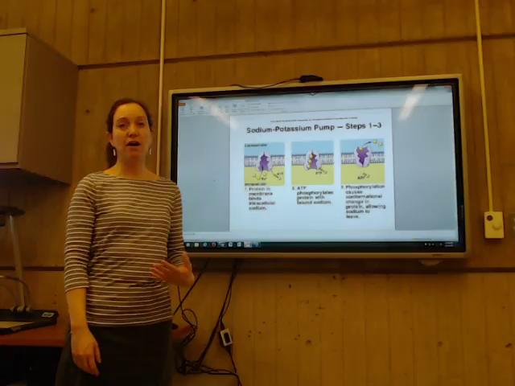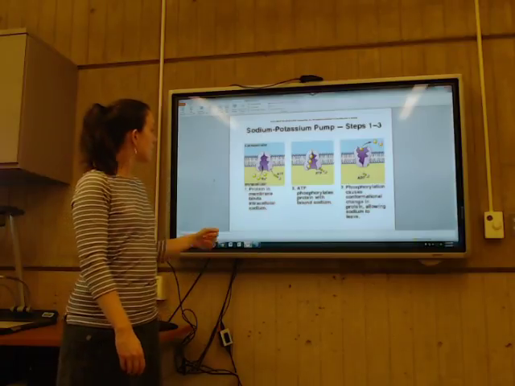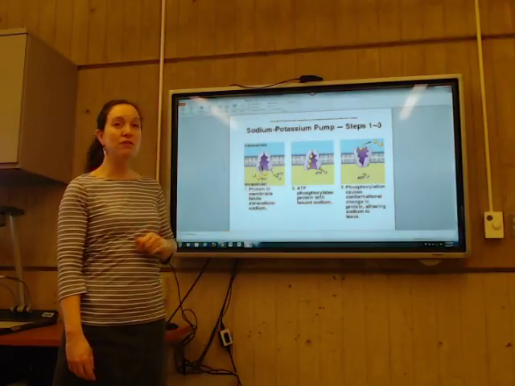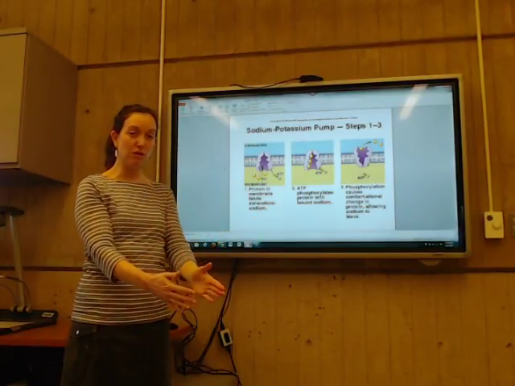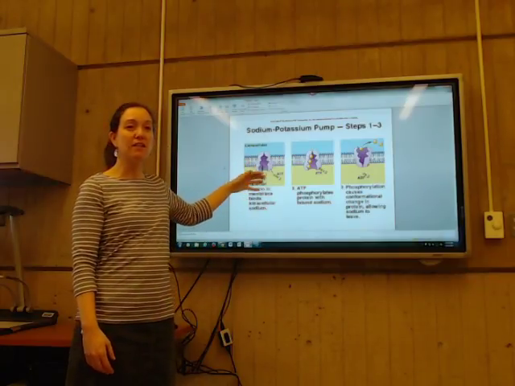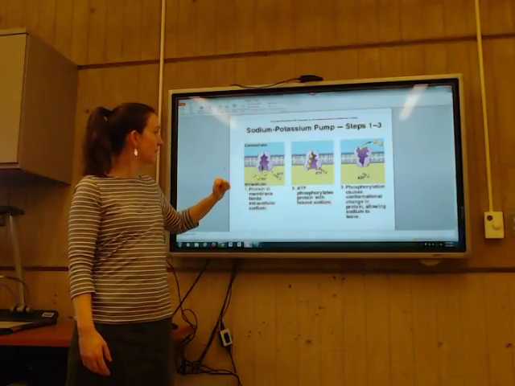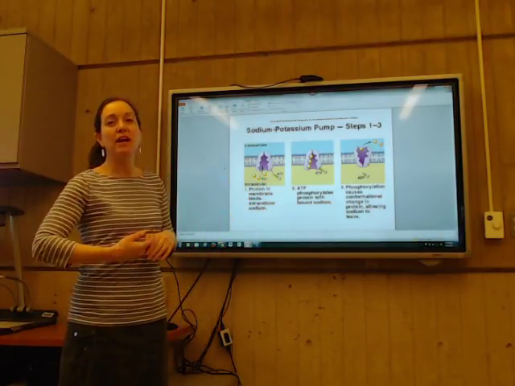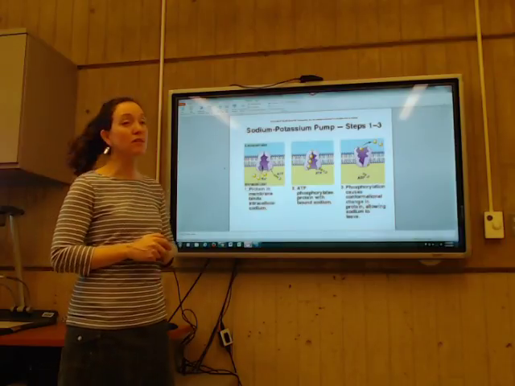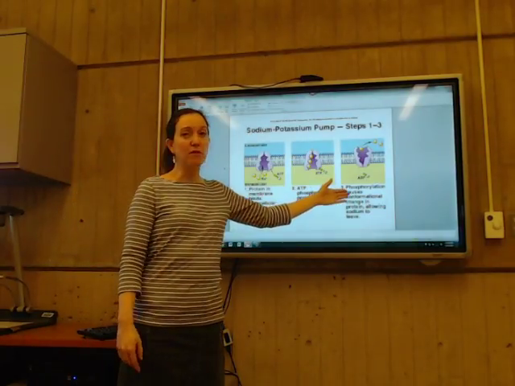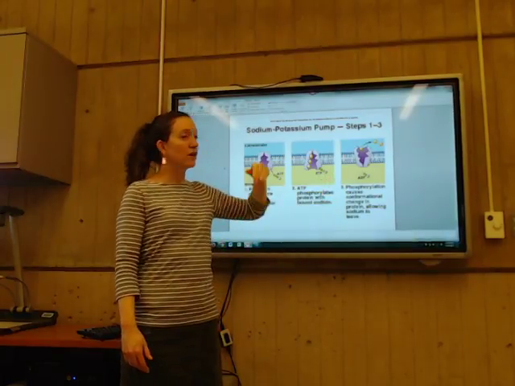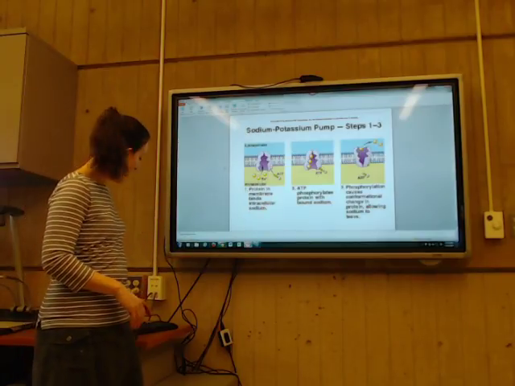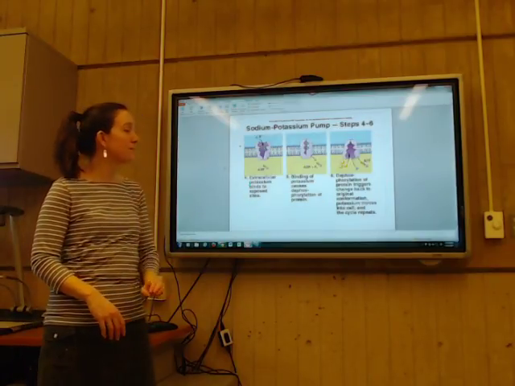And there are several steps to this process. In the first step here, the sodium binds to the protein. It's an integral protein going throughout the plasma membrane, and sodium will bind to it. It's open on the inside of the cell. ATP phosphorylates. That means it delivers some of the energy, and a phosphorus of the ATP molecule gets removed. That causes the protein to change shape, and the sodium gets dumped out of the cell. So you can see there are 3 sodium ions that get shuttled out of the cell.